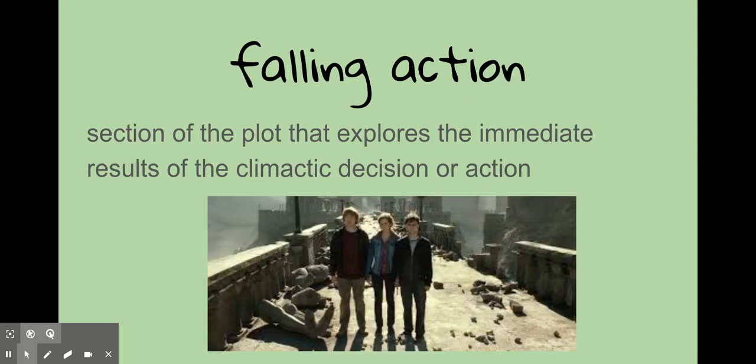Immediately after the climax is the falling action. And the falling action can be very, very short. Sometimes you don't even have falling action. But the falling action explores what happens immediately after the climactic decision is made, how that climax plays out. It gives us the aftermath.